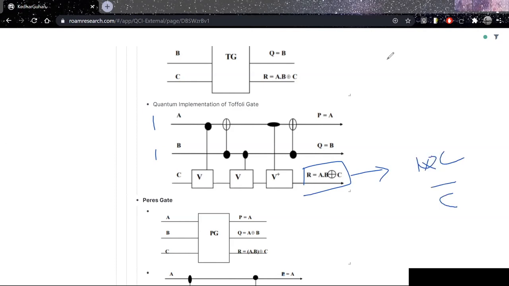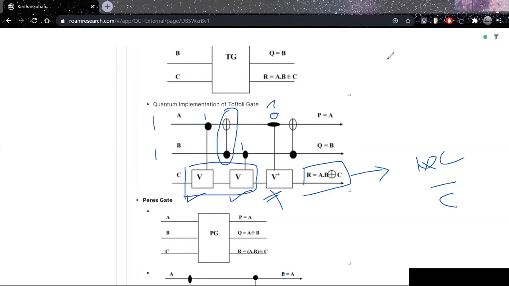So let's see, this V gate is applied definitely, because this is 1, and this V gate is again applied because this B is 1, and this V transpose gate depends on the value over here. So here the A bit is being controlled by the B bit, and since B is 1, A is flipped. So here A becomes 0, and that's why this V transpose gate is not applied.